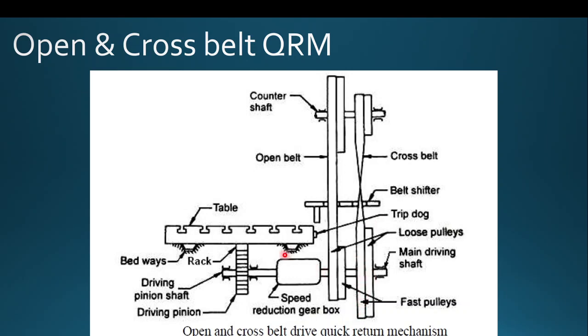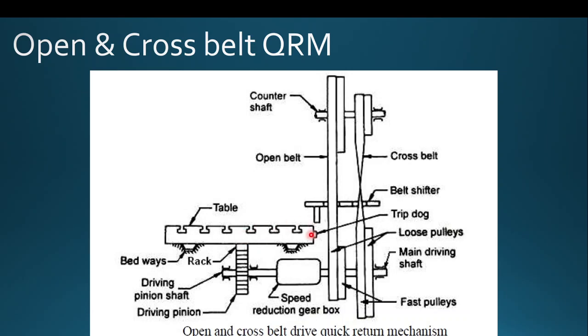So the table will move with slower speed and higher power. Higher power is obtained because the cross belt is transferring the power, and slower speed is obtained because the power is transmitted from the smaller pulley to the larger pulley. So automatically the speed will be reduced from driver to driven. In this way, during the cutting stroke, you can move with very high power and very low speed. After completing the cutting stroke, the table needs to move in the reverse direction.